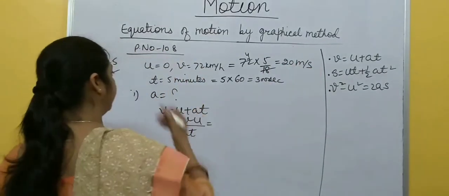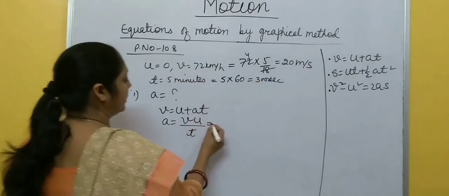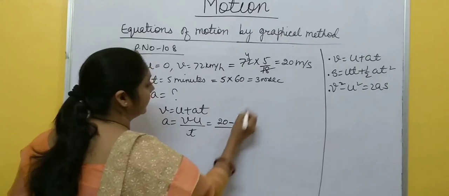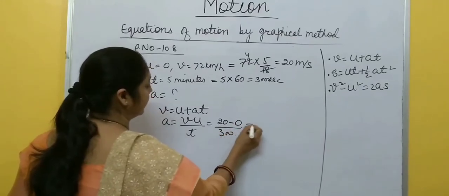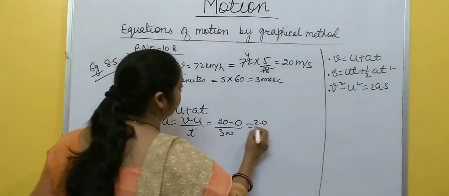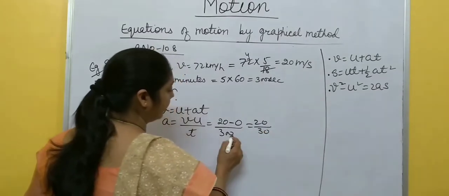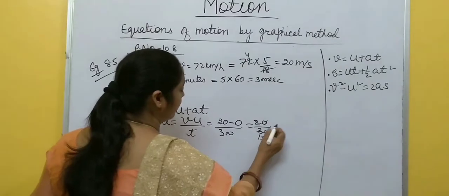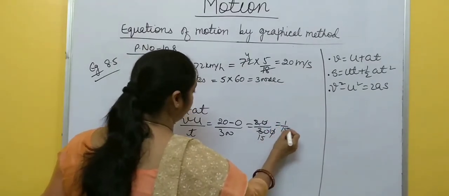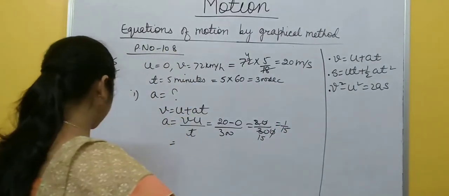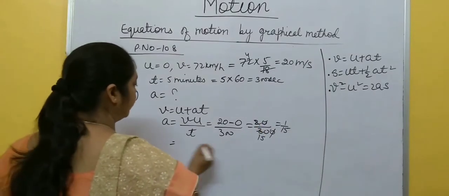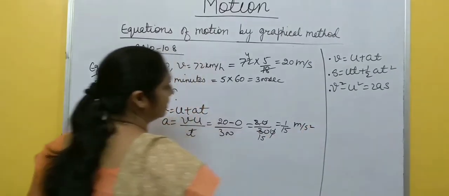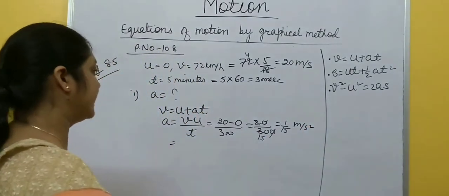Okay. In this way, you put these values. V is 20, U is 0, and time is 300 seconds. You get 20 by 300, right? This cancels, 2 1s are 2, 2 15s are 30, so 1 by 15. You can convert it to decimal also, but simply write 1 by 15 meter per second square as the acceleration.